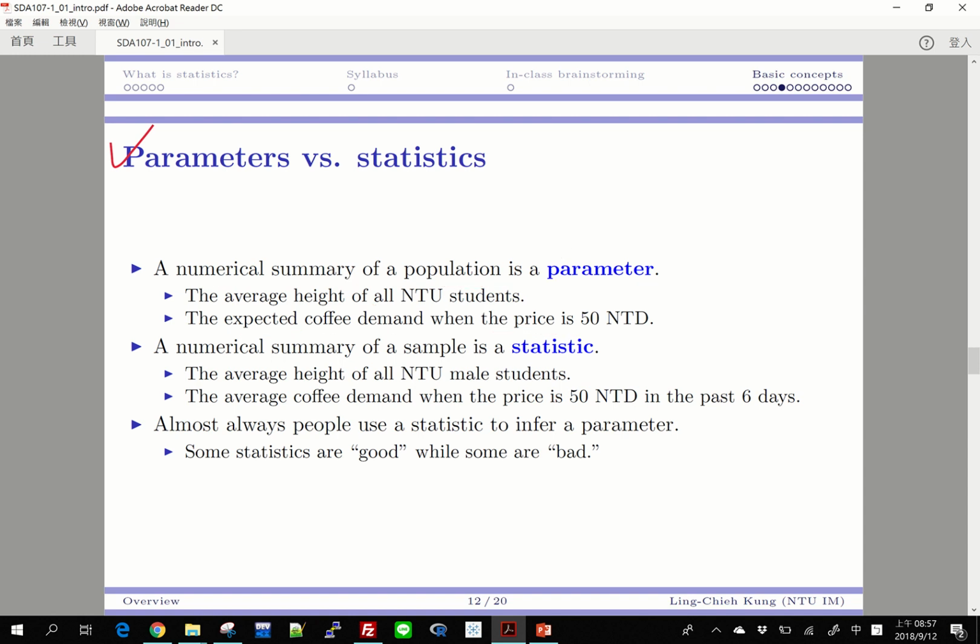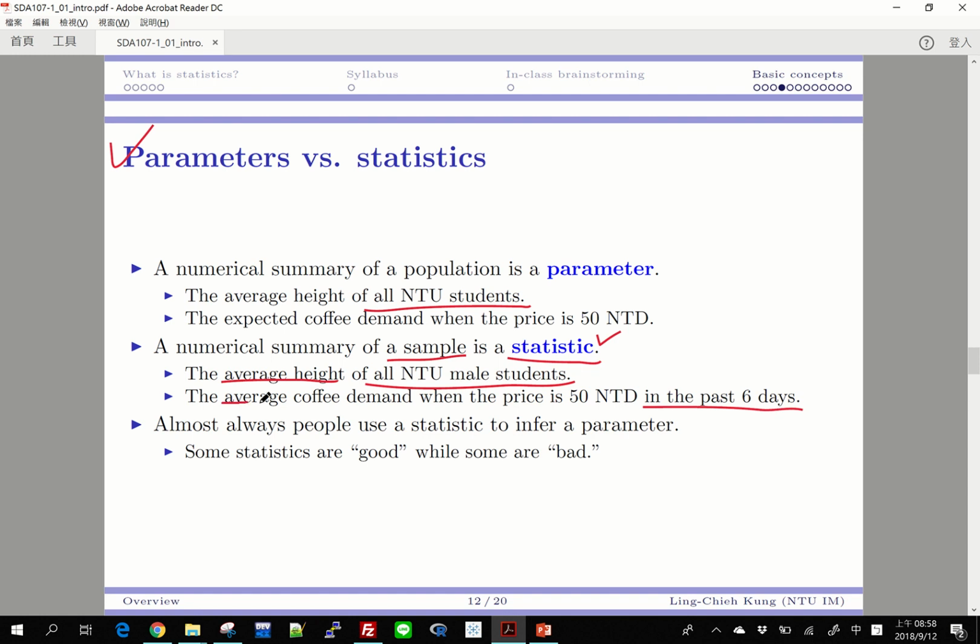On the contrary, if we are talking about a sample, then whatever numerical summary we have is called a statistic. Okay? In this case, this is a particular item, a particular number. Statistics is the field. Okay. So like if we are talking about all NTU students, then all NTU male students can be a sample. Their average height would be a statistic. Or if we are talking about all the potential daily demands when my coffee is about $50 per cup, then in that case, if I look at the past 6 days, that's a sample.